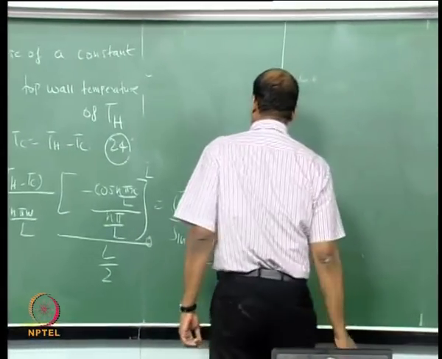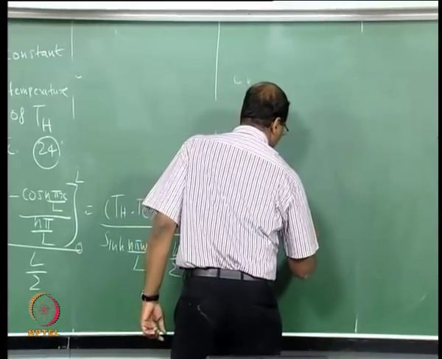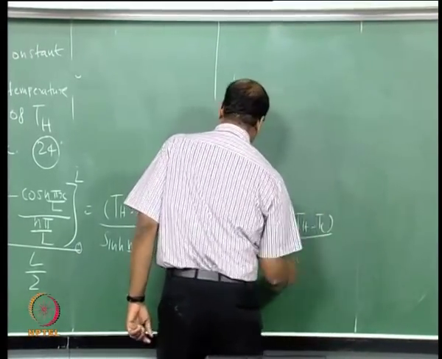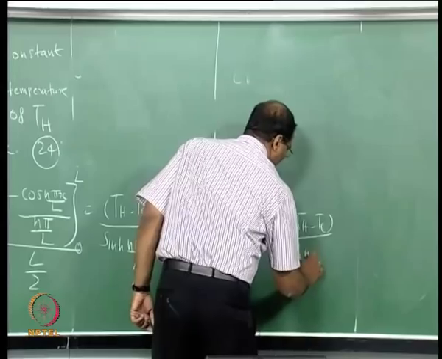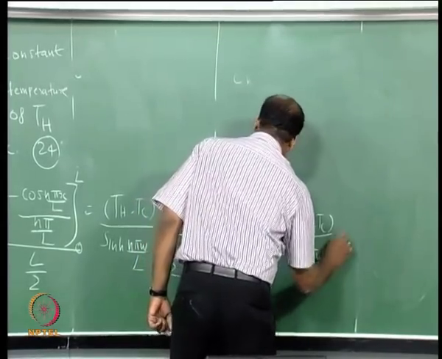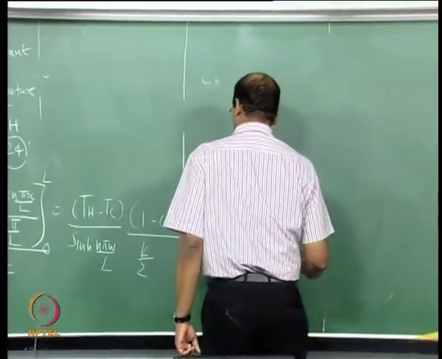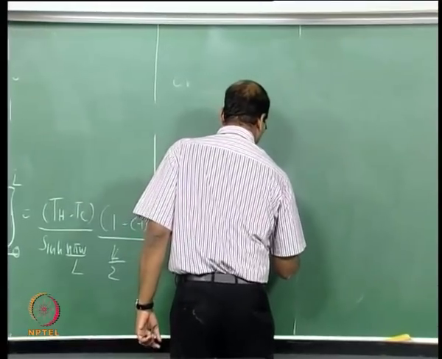So what do you get? 2 (TH minus Tc) over n pi, n pi is there.